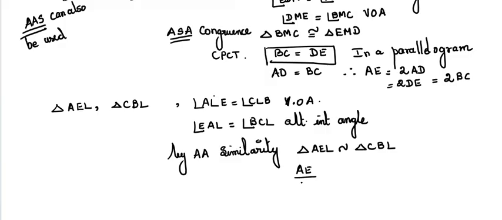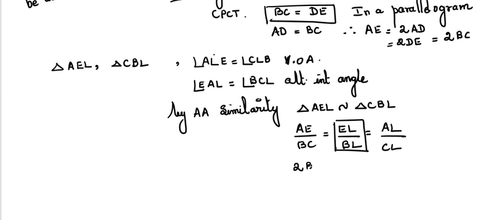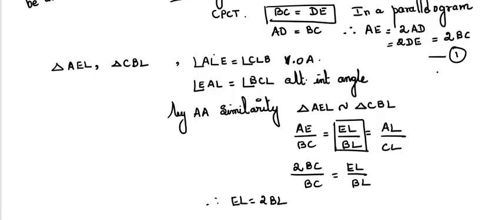So AE by BC is equal to EL by BL is equal to AL by CL. We are supposed to prove EL and BL. Okay, EL and BL. AE you can write as 2 times BC, which we already proved, which is equal to EL by BL. Therefore, EL is equal to 2 times BL, from equation 1.